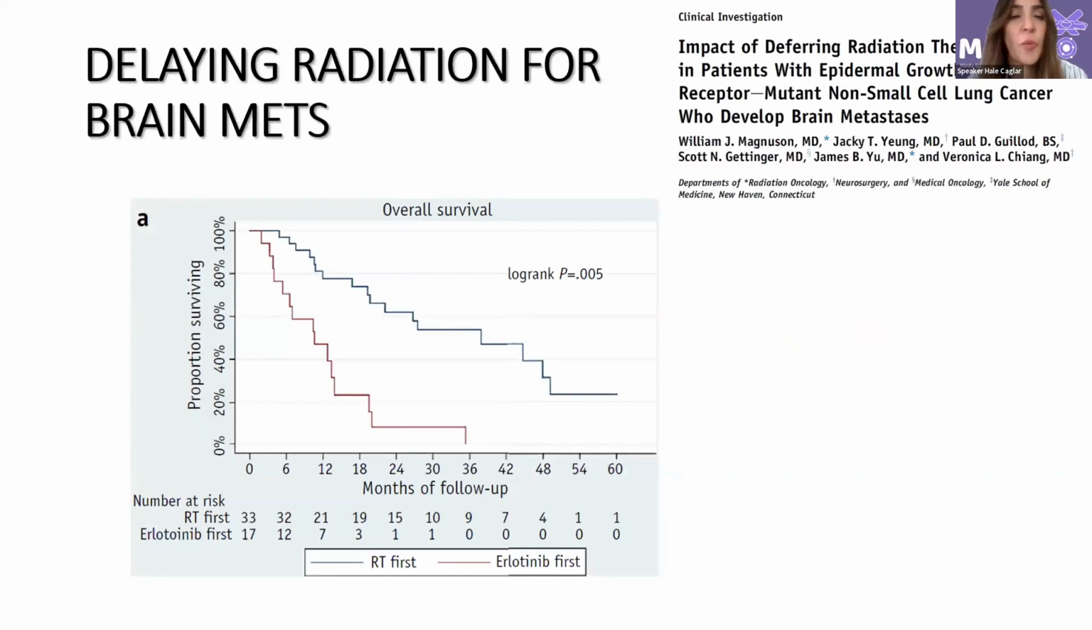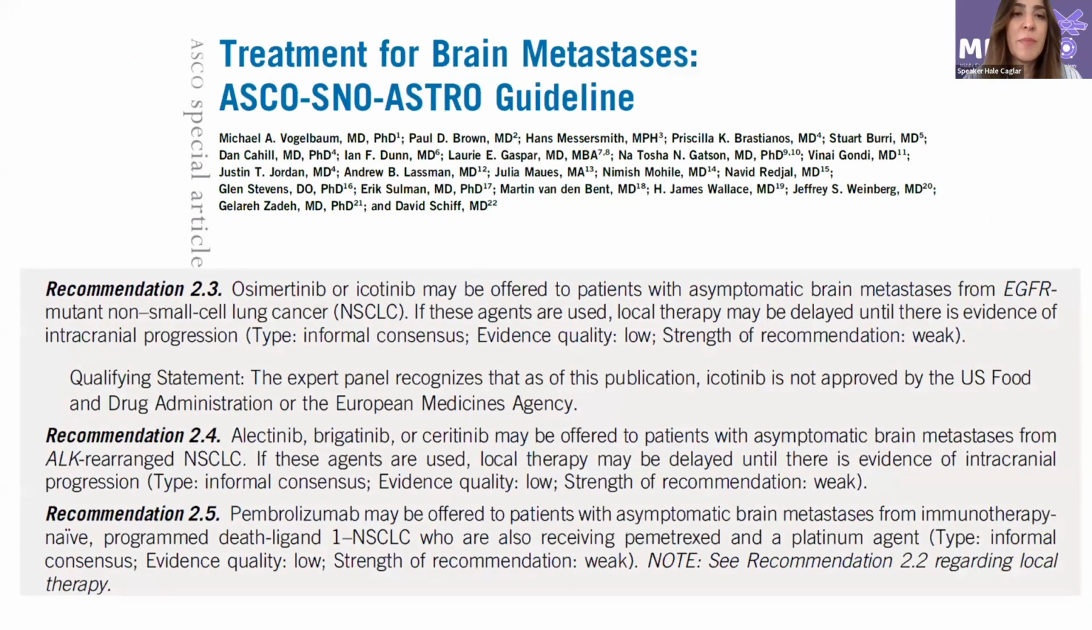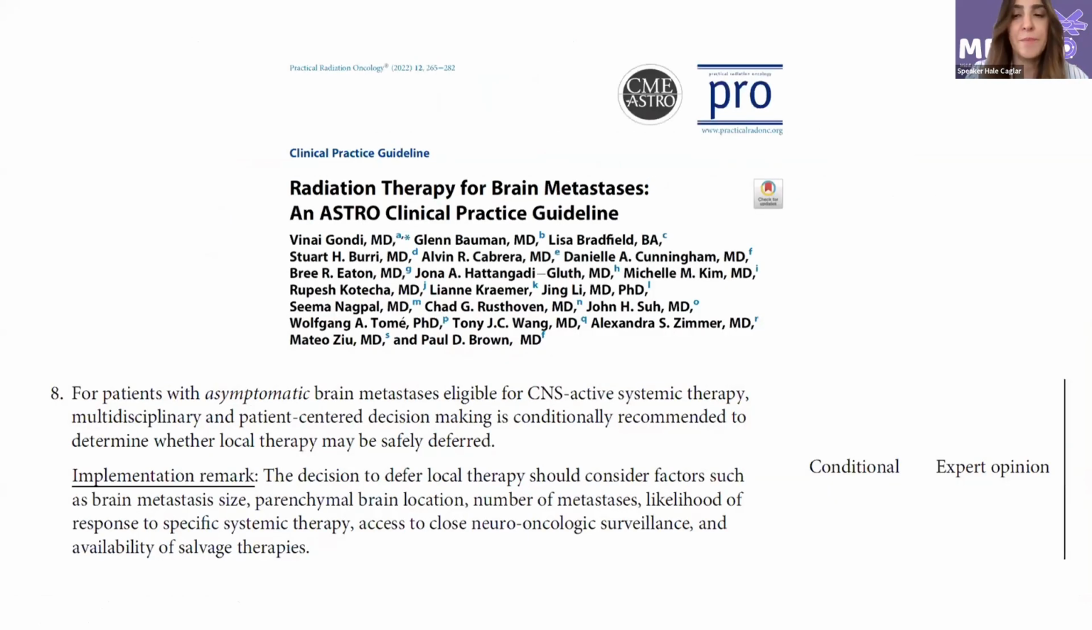And the last topic that I would like to emphasize is delaying radiation for brain metastasis with the use of systemic therapies, especially targeted therapies that can penetrate the CSF better compared with standard cytotoxic chemotherapy. This might be a good option. And this has been recommended in the latest ASCO-SNO-ASTRO guideline for patients receiving anti-ALK and EGFR therapy, as well as immunotherapy. If the metastases are small and asymptomatic, the use of radiation can be deferred.